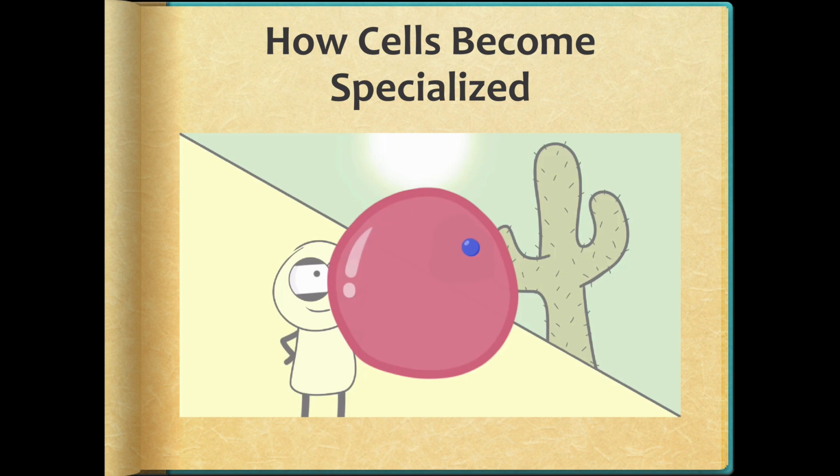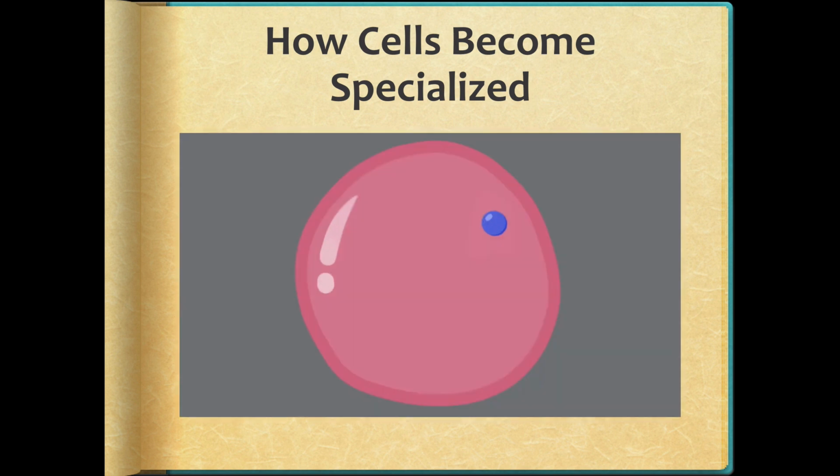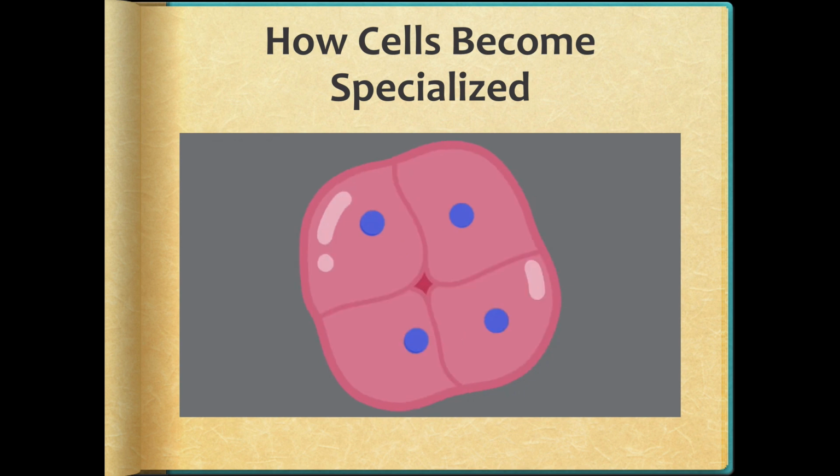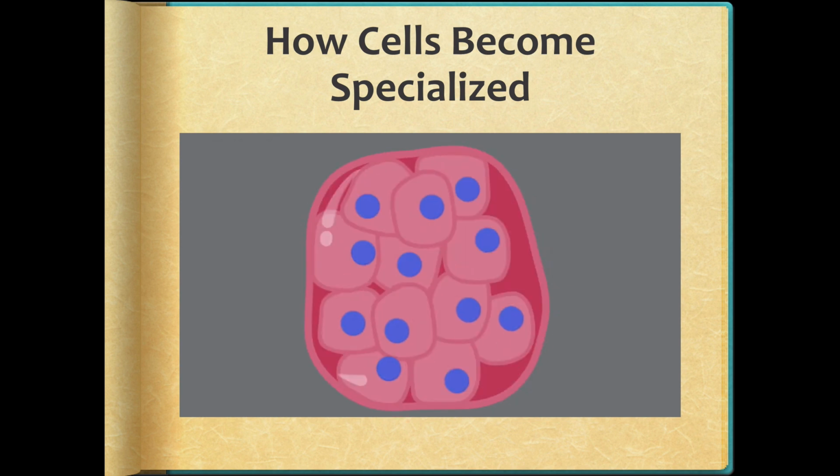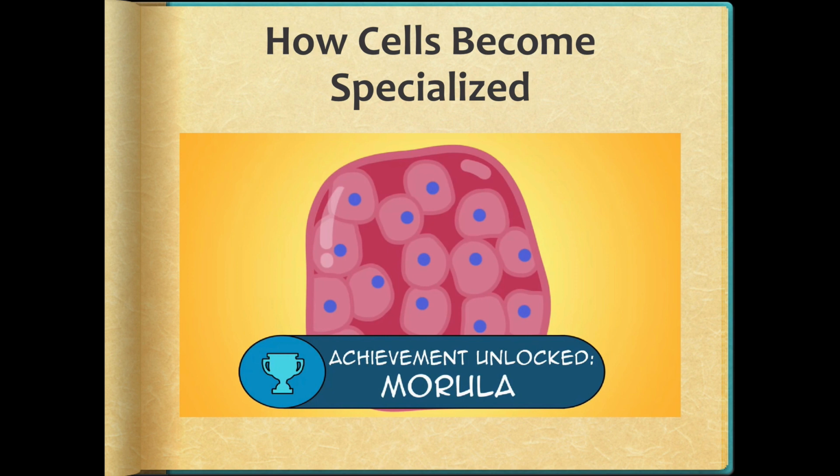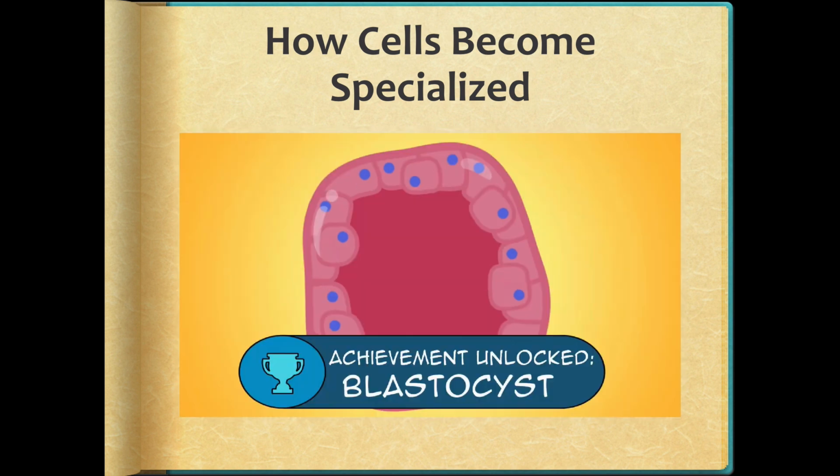Let's take a look at a human fertilized egg, otherwise known as a zygote. Well, that zygote divides to make more cells. And more cells? Oh, look, it's a morula. And more cells? Oh, look, it's a blastocyst now.